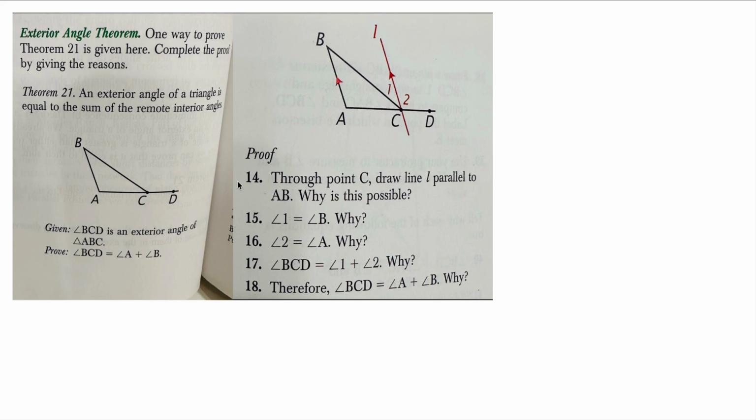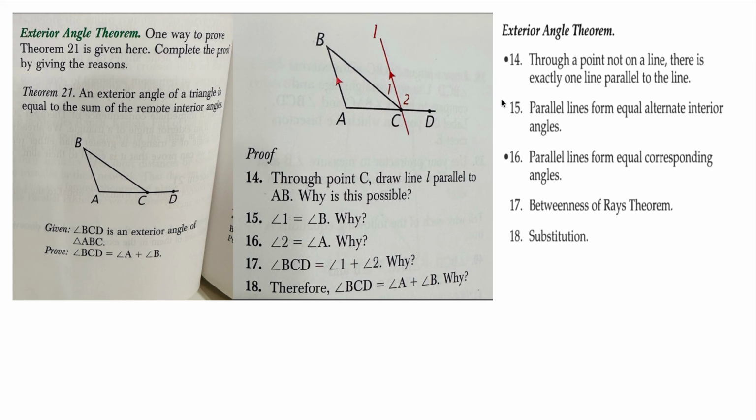Okay, so let's dig into this. Through point C, draw a line L parallel to AB. Why is this possible? Well, it is possible because through a point not on a line, there is exactly one line parallel to this line. So they must have drawn a line and replicated this angle. See what they did? Okay, 15. Angle 1 is equal to angle B.